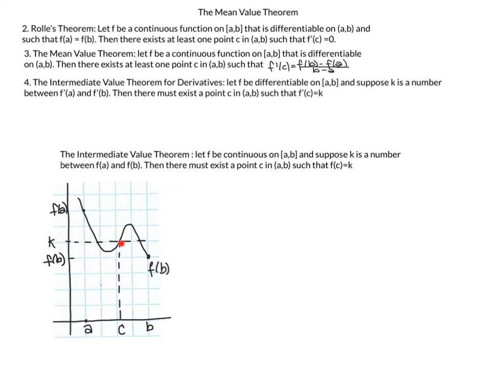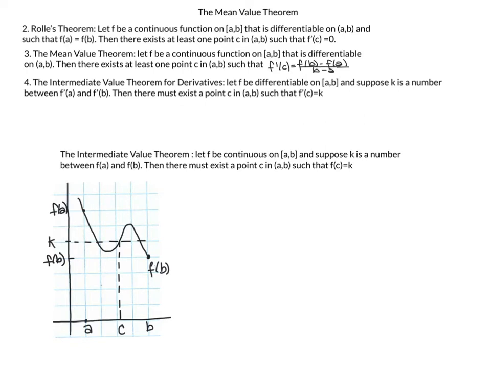So for any number between f of a and f of b, there must be some value c that maps to it. Without this intermediate value property, we could find some k prime in between f of a and f of b that is not hit by f. There's no value here that maps to k prime, which would mean this function is not continuous. It either has a hole or a jump or some sort of discontinuity.